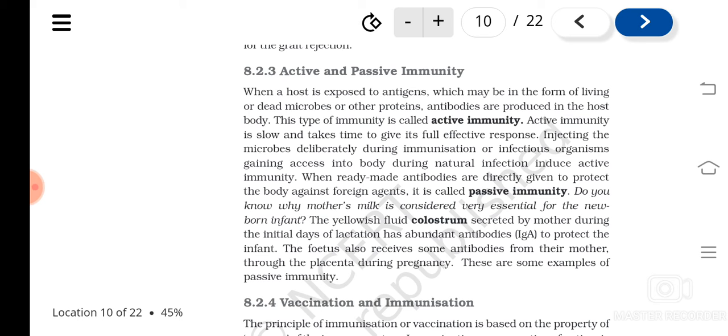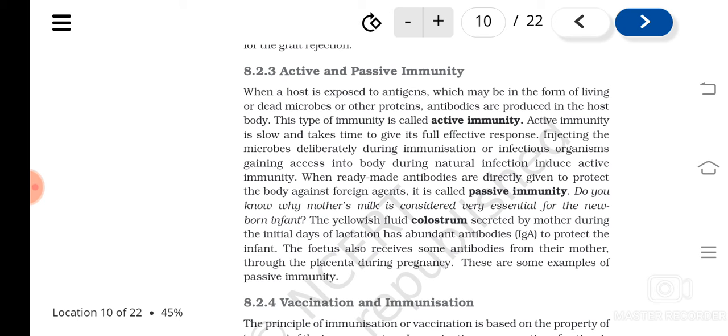Understood? So this kind of immunity is an example of active immunity, because our body is preparing the antibodies after getting in touch with the microorganisms. Understood? So this kind of immunity is called what? Active immunity. Understood? So what is active immunity?